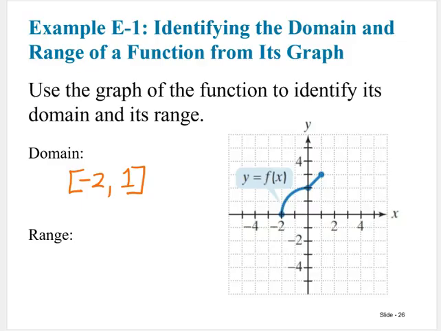Choose a different color. All right, so range, you're going for the y values. So at this point where I start on the left, because we read every graph from the left to the right, it starts at a y value of 0, right? That is the point -2 comma 0.